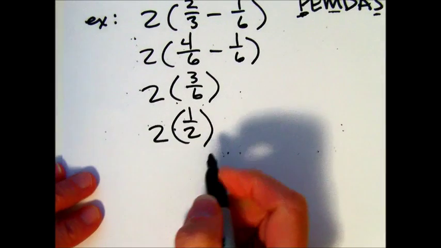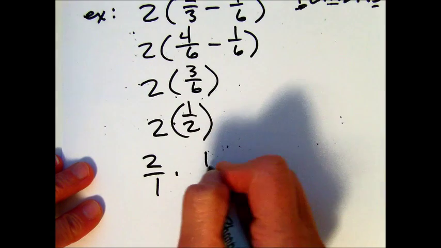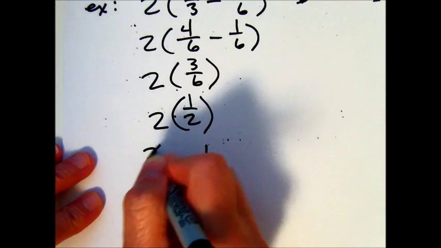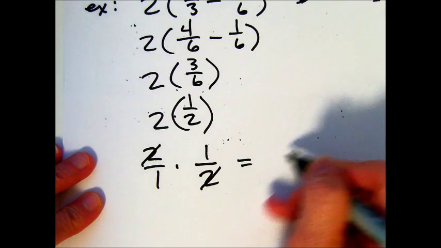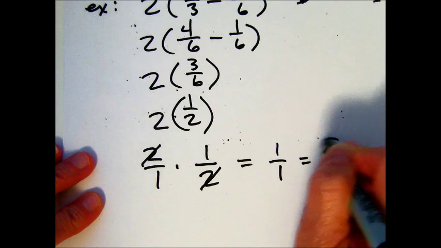This is 2 times 1/2. You can rewrite that as 2/1 times 1/2. And of course, these 2s cancel each other out. And we're left with 1/1, which is the same thing as 1.